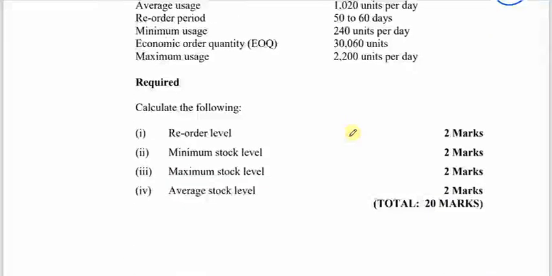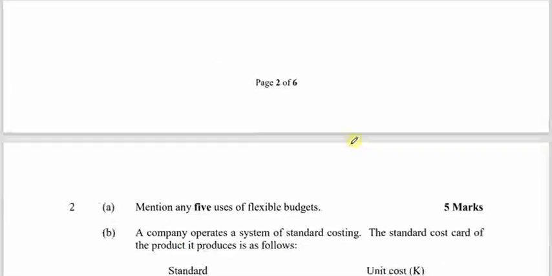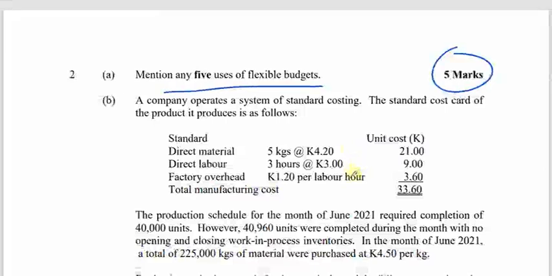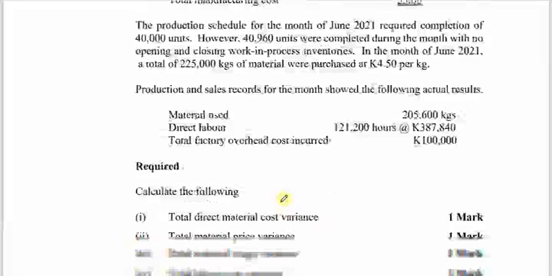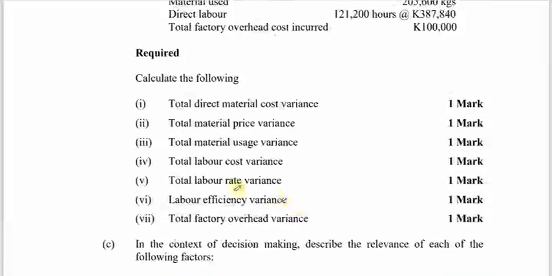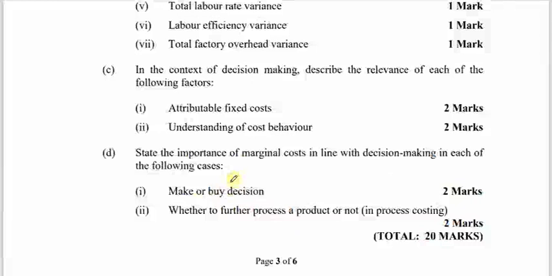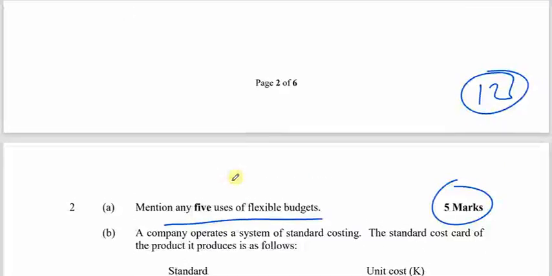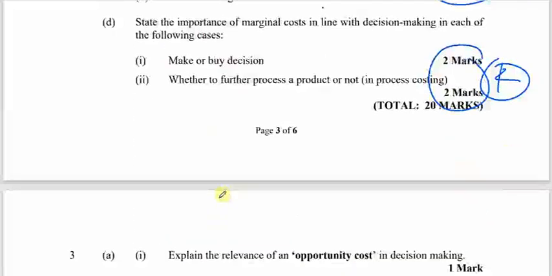So far, this is basically theory. That means first question out of 20, you have 12 already. First question, 12. Now going to the second one, we have 5, because they're saying mention 5. B is computational. You can see variance is computational. Here, in the context of decision making, another theory, that's another 4. State the importance, another 4. So you have 4 together, 8, plus this 5, that's 13.